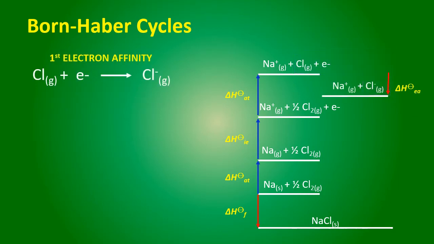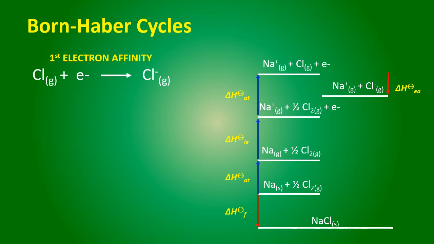The next thing, we've got the first electron affinity for chlorine. So this is an exothermic process because there's attraction, or forming a bond, for want of a better word, between the electron and the positive nucleus in the chlorine atom.